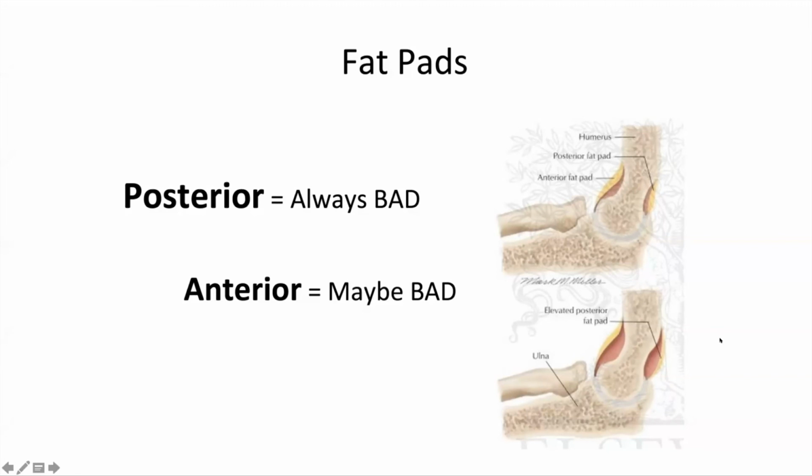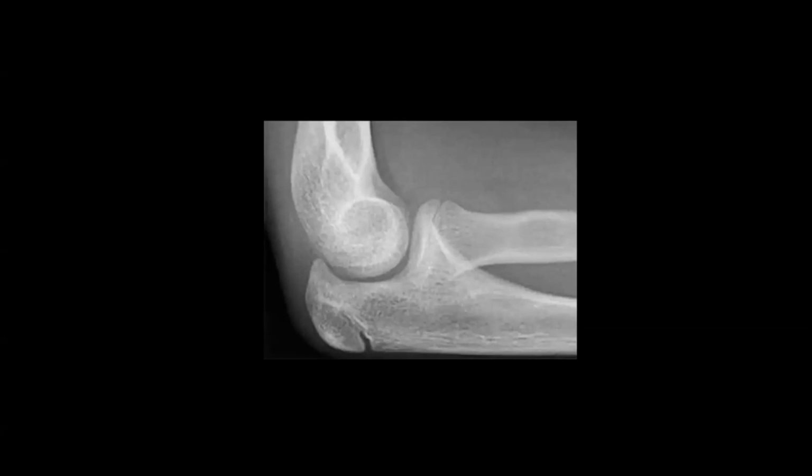Getting back to the point of inadequate films, if you do not have a true lateral x-ray, you can easily miss these fractures. You really need a good lateral to be able to see them. Posterior fat pads are always bad. P for posterior, P for pathologic. Anterior fat pads may be bad, but you can also have a normal anterior fat pad. If you have a normal anterior fat pad, it should be nice and narrow and really hug the bone. Once you see it splay out and form that sort of triangular sail shape, then it becomes pathologic. This is what a normal anterior fat pad would look like. It nicely parallels and hugs the bone.